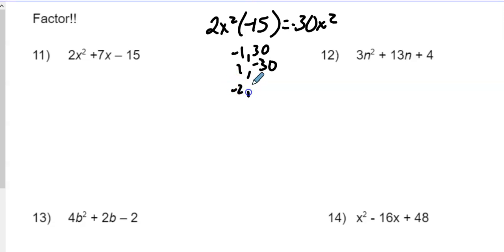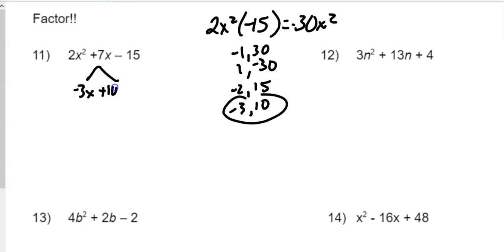I know negative 2 and 15 also work. Is that adding up? Nope, I'm not even going to switch the negative signs because that's not what I'm looking for there. Okay, so what about negative 3 and 10? Oh, that one works. This is the one that I'm going to split the middle term with. Doesn't matter the order. I just have to remember to put x's with both of those because the middle term's got an x. And then I bring down the last term and that first term.